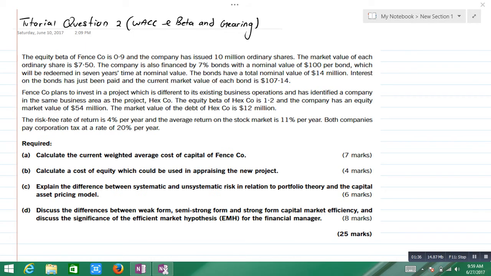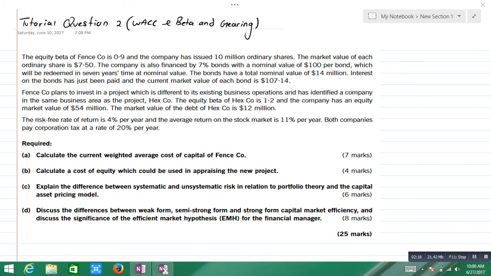D, discuss the difference between weak form, semi-strong form, and strong form capital market efficiency, which is your EMH, and discuss the significance of the efficient market hypothesis for the financial manager. If you guys still remember, I discussed this EMH when we did the diploma syllabus in topic number 3 in the FM book. But here we have to discuss it in detail, so the one we look at later. So let's go through the question now.